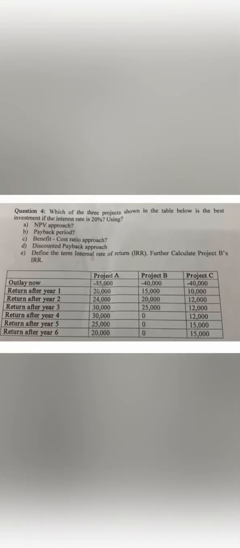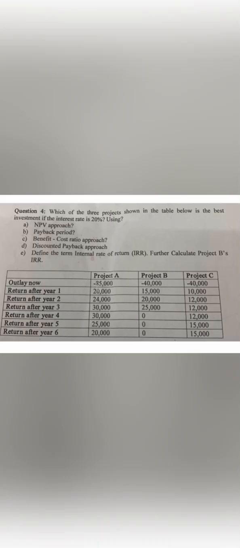Okay, so question 4, under investment decision, they are saying which of the 3 projects shown in the table below is the best investment if the interest rate is 20% using. So we have 3 projects in here. There's project A, project B, and project C in the table.